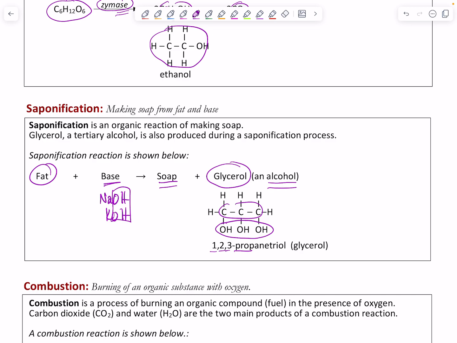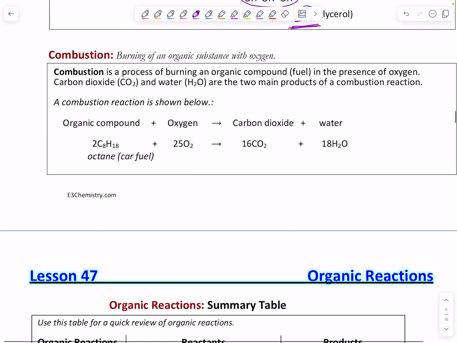And so a lot of times we just still refer to it as water. Just like this one, we would refer to it as glycerol. But know that these are the same thing, okay? All right, combustion. I think this is our last type that we're going to talk about.